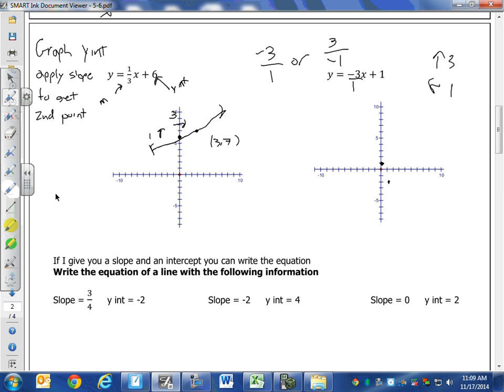Just like 1/3 could also be written as what? Nope, -1/3 and 1/3 are not the same. Aha, -1 over -3 is the same as 1/3. So if I wanted to, I could have gone down 1 and left 3. Down 1, left 3 would have gotten me to -3, 5. Up 3, left 1 would have gotten to -1, 4.